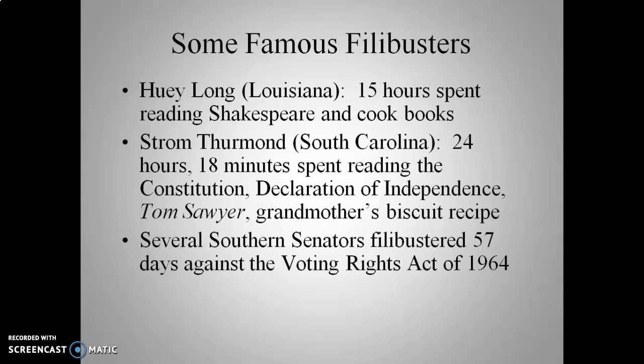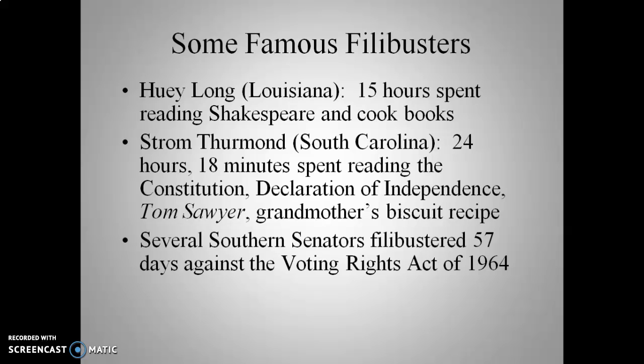And the longest filibuster ever was a team effort when Southern senators filibustered for 57 days against the Voting Rights Act of 1964. It's an interesting story. They did not want to allow this Voting Rights Act to come to a vote. As you can imagine, in the South, a lot of African Americans were prevented from voting through things such as poll taxes and literacy tests.